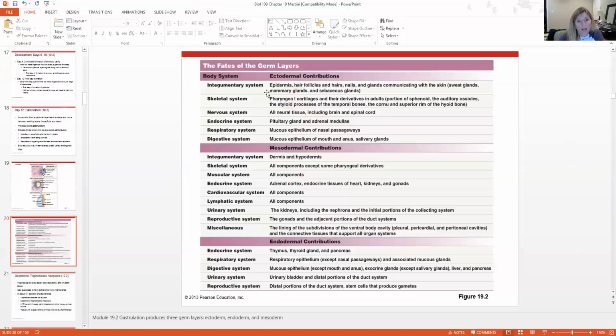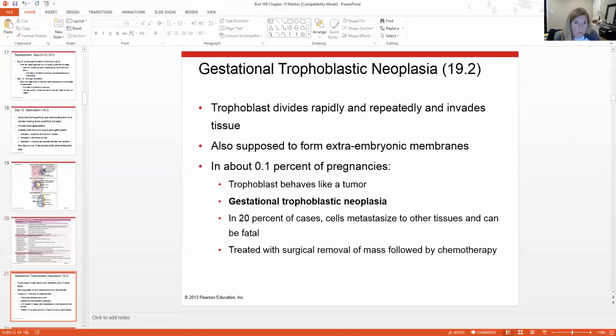So this is showing you where all of our structures come from. Things like our integumentary system, our epidermis, hair follicles, nails, etc. are all coming from that ectoderm. The skeletal system and muscular system all come from our mesoderm. The digestive system and urinary system are all from our endoderm. So this is just giving you the embryonic origins.